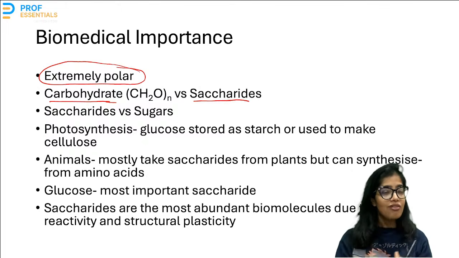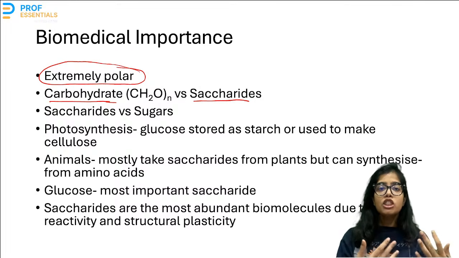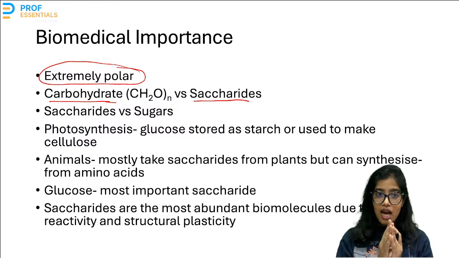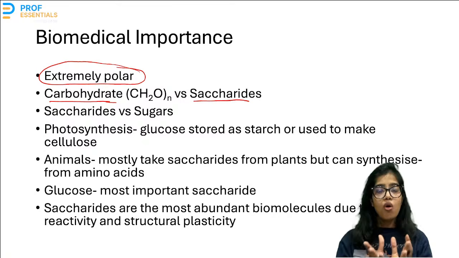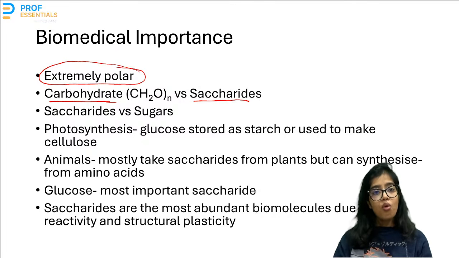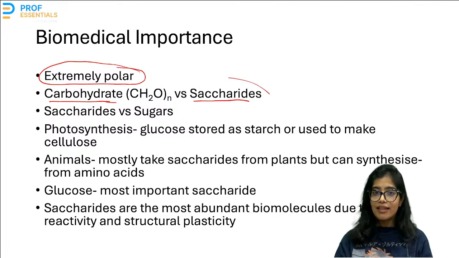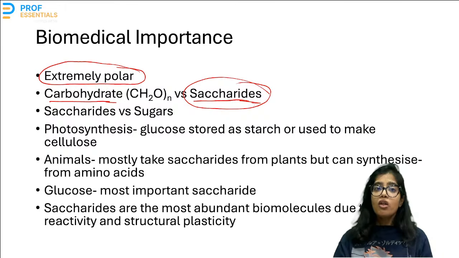Sometimes they may have other elements as well, like nitrogen. Sometimes they may be linked to proteins as well. So carbohydrate is not a universal term, or an inclusive term, for these biomolecules. What is more inclusive is saccharides. So we should focus on saccharides. Now, what is the difference between saccharides and sugars?